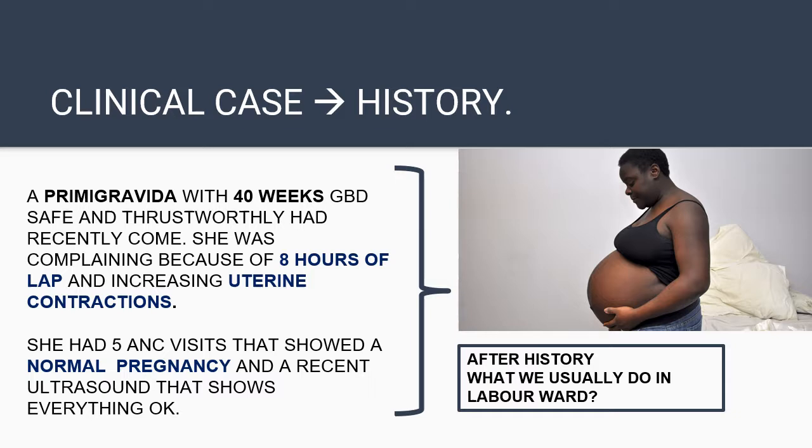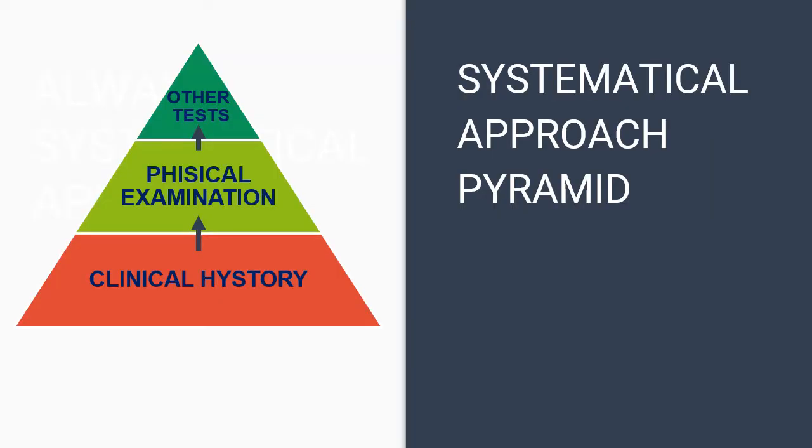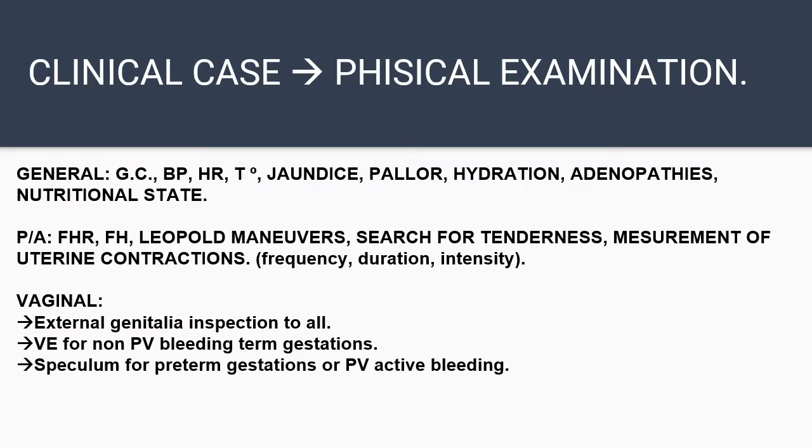So everything seems to be a normal pregnancy. So after this story, what do we usually do in the labor ward? As I said to you, the systematic approach pyramid says that we have to start with the physical examination. So in the physical examination, what are the important things that we have to find? The most important here is to be ordered. So we have to start with the general exam. In the general exam, we have the general conditions, whether fair or bad, the vitals, and of course, if there is jaundice, pallor, all that.